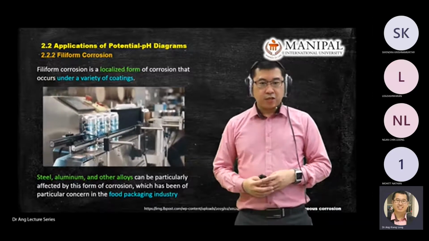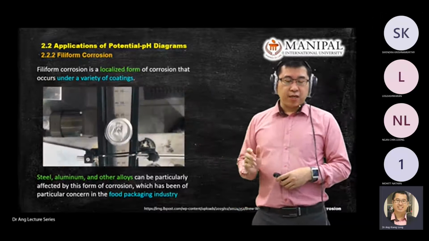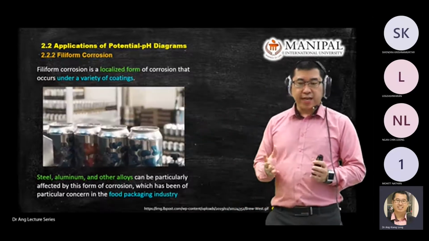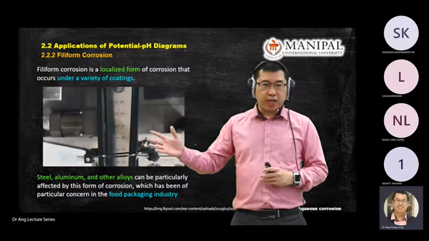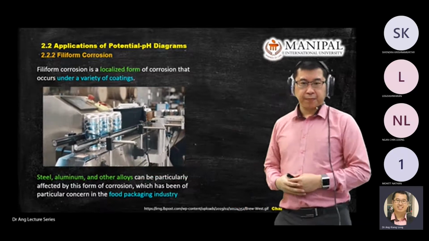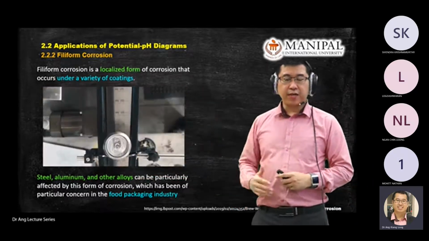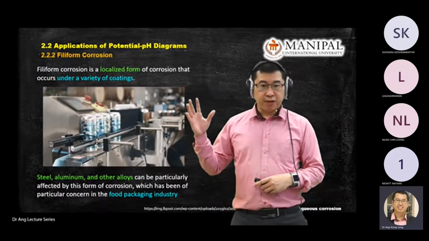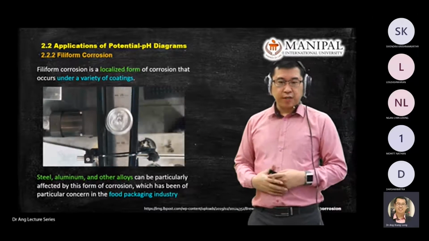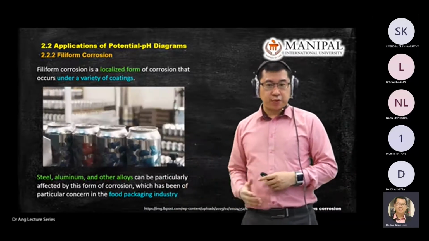So that's why Filiform corrosion is quite critical if you work in the food industry that involves coating and also the metal element. That is the motivation, the reason why Filiform is so crucial, that we as engineers need to know some basics about this type of corrosion.